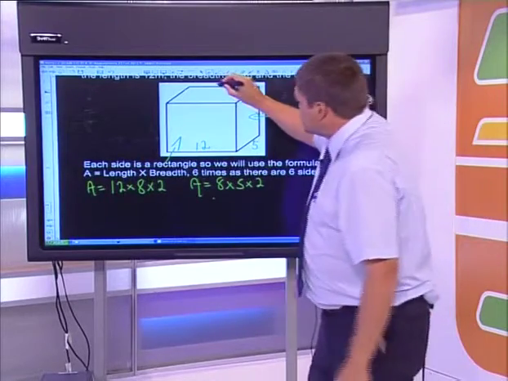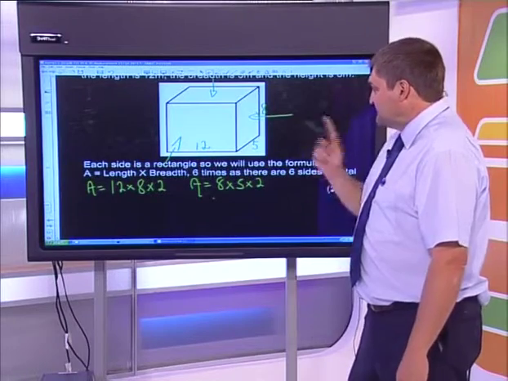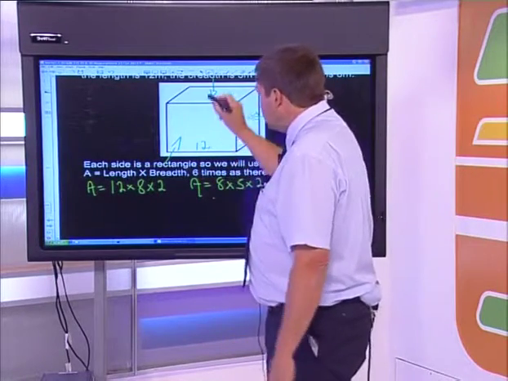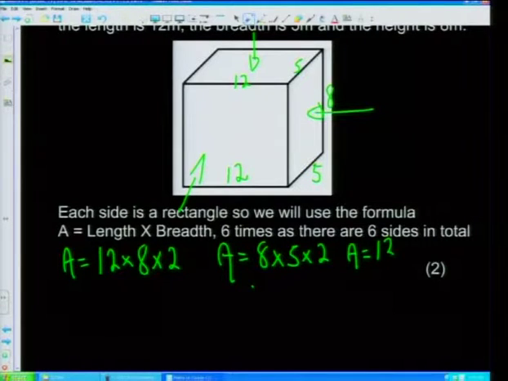Finally, then, we're going to find the area of the top and the bottom of the box. So let's draw in some more units. We said this was 12, and we said the breadth was 5. Now it's easy, hey? It's going to be 12 times 5. So my other area then is going to be 12 multiplied by 5 multiplied by 2. Why 2? Because the bottom is going to be exactly the same as the top of my box.